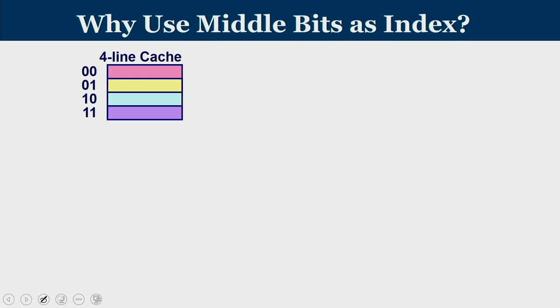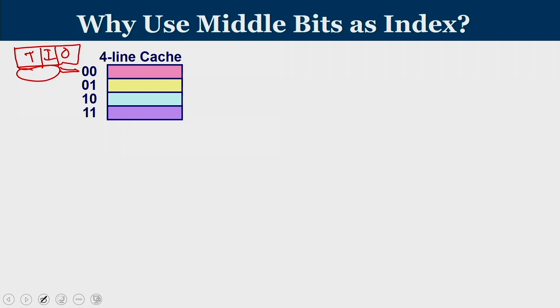Now, out of these three combinations, that is tag, index and offset, why am I using the middle bits for indexing? Why can't I use the most significant bits for indexing? You know that out of the given address, the offset portion are the bits which will vary for the bytes within a block. Let us now not discuss it. I am more interested in the tag and index portion.